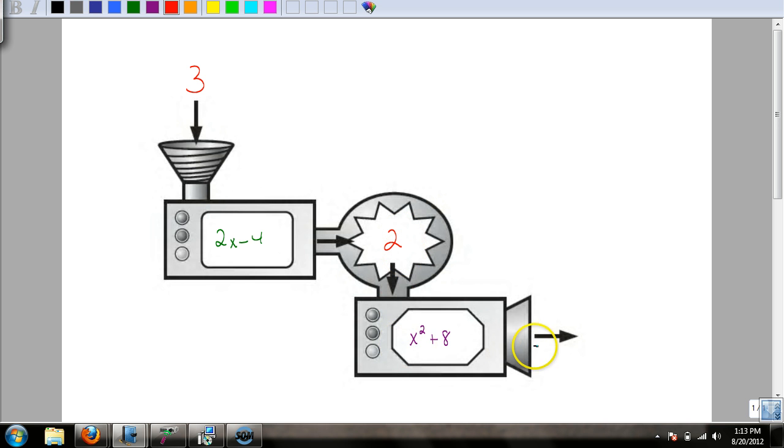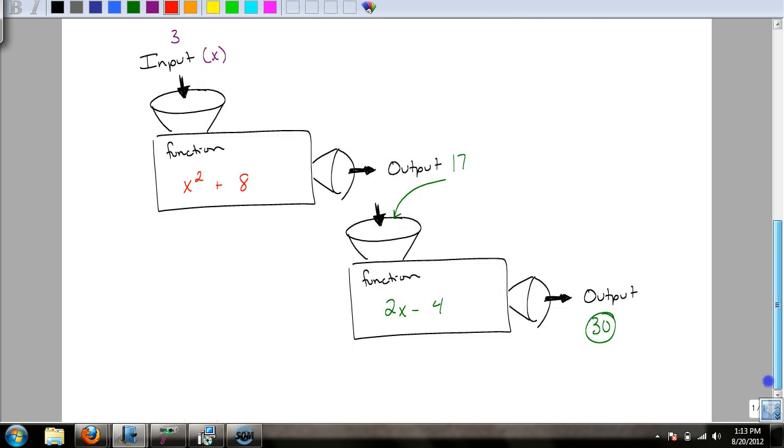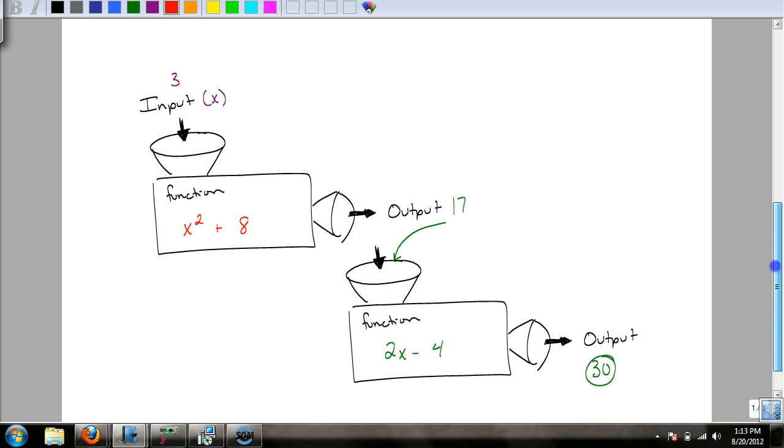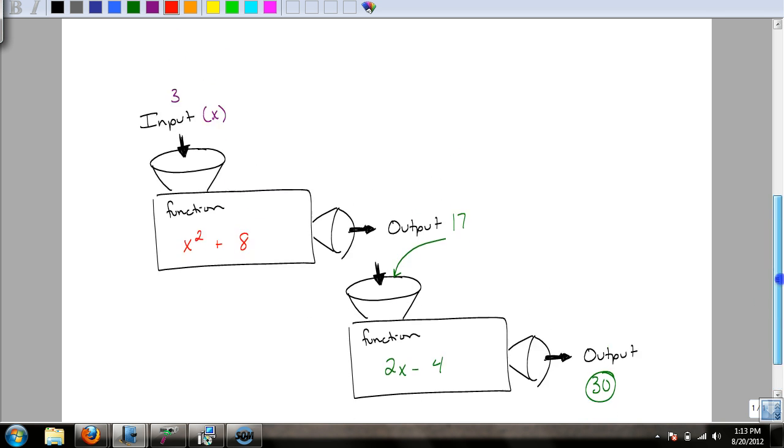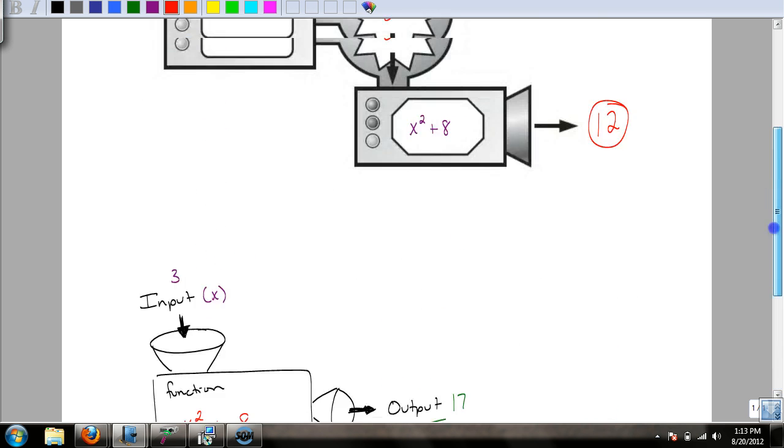Well, I'm not done yet. I still have to put it in the second function. The second function again tells me to square x and add 8. When I square 2, 2 squared is 4, and 4 plus 8 gives me 12. Which, if you notice, is different. Even though we had the same functions, and we input the same value at the very beginning, we got two different answers. This actually illustrates a property about functions that you'll learn about in your homework.